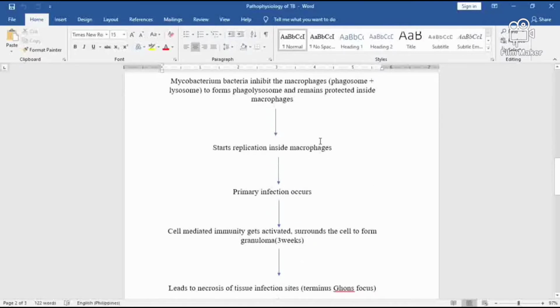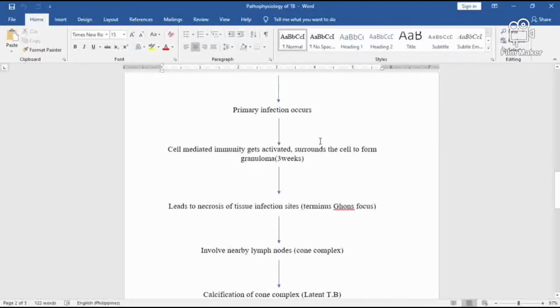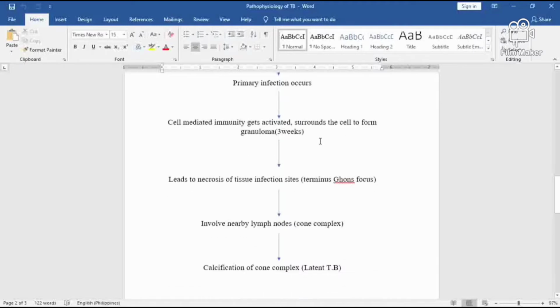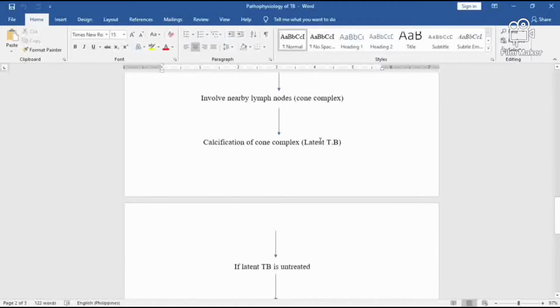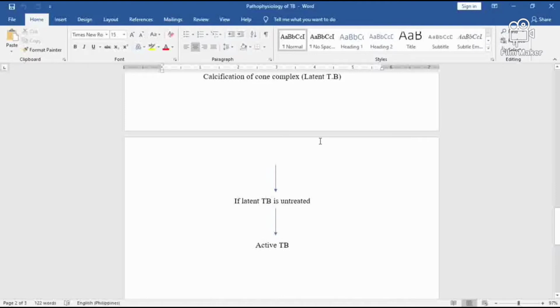Then the primary infection occurs, cell-mediated immunity is activated and surrounds the cells to form granulomas within 3 weeks. Then it leads to necrosis at the tissue infection site, termed the Ghon focus. Then it involves nearby lymph nodes, which together are termed the Ghon complex. Then calcification of the Ghon complex is also called latent TB, which, if untreated, may cause active TB.